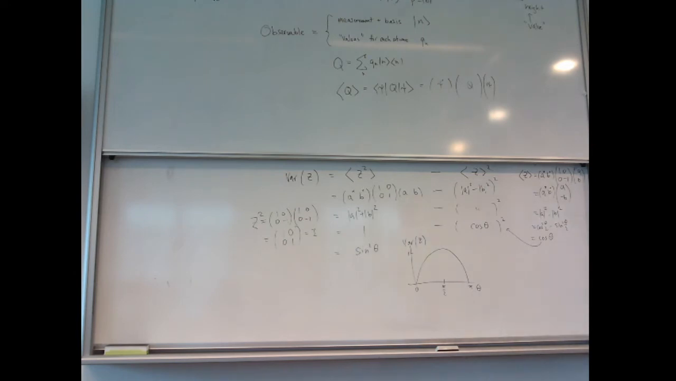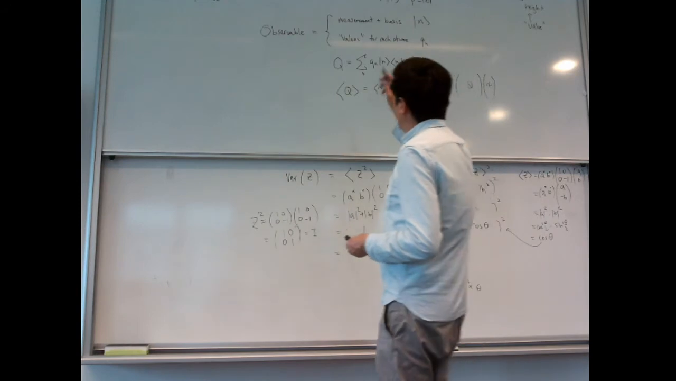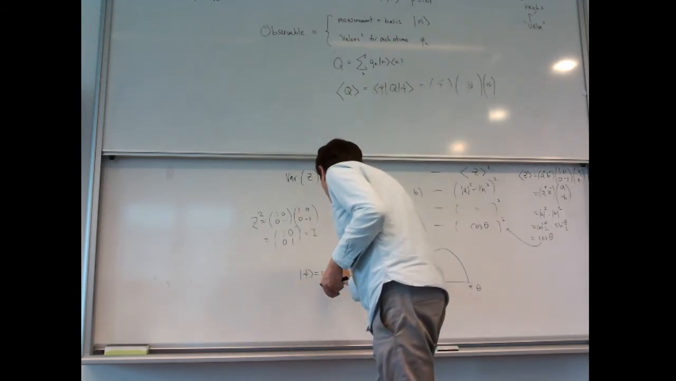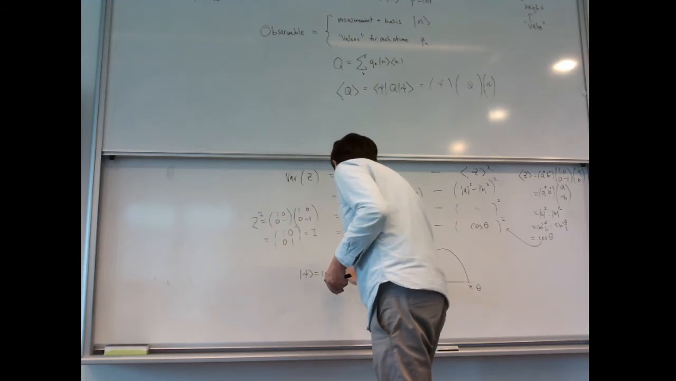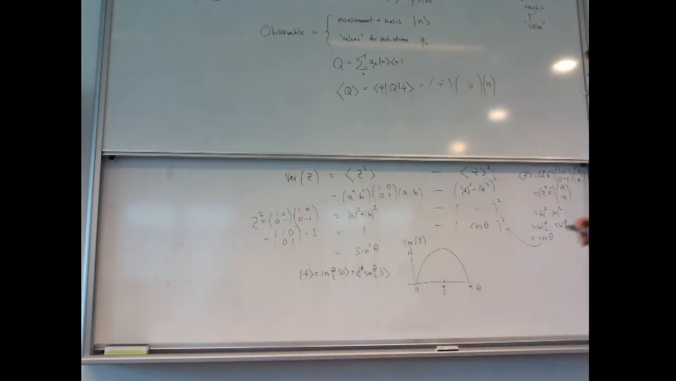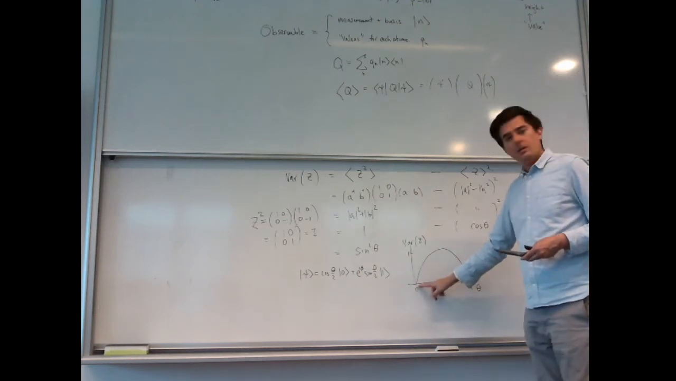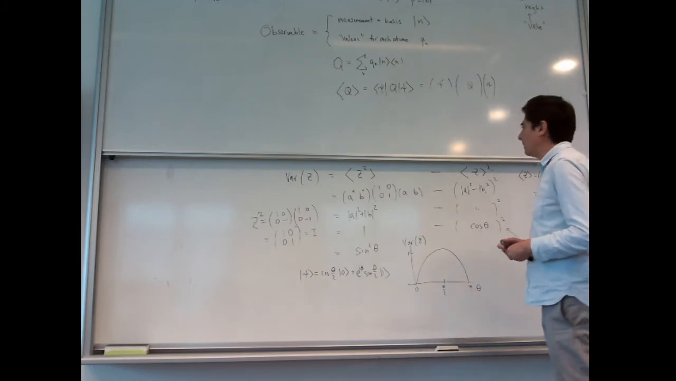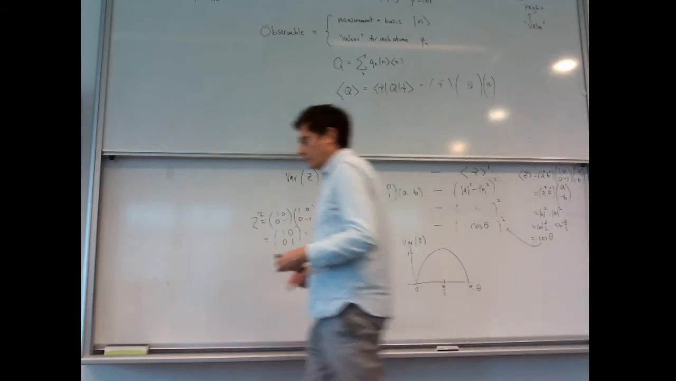And let's go back to the state and see if that makes sense. So in terms of our Bloch sphere, our Bloch sphere parameterization was like this, right? So if theta equals 0, then our state is actually just, let me get another color here.